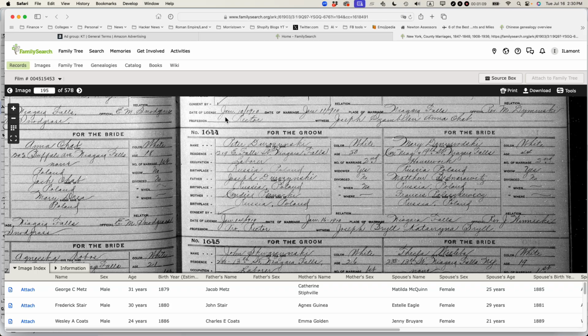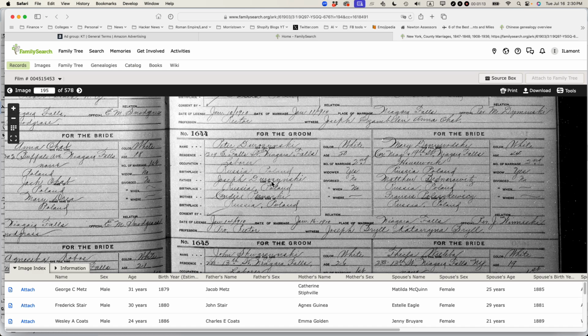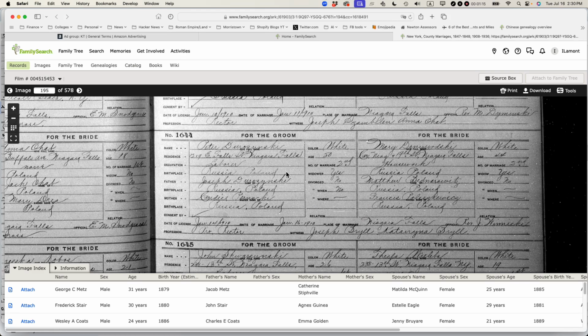Date of license, January 10th, 1910. So this is actually in the 1910 era. And this register shows, for the groom and for the bride, all the information, not only about the bride's family, but also the groom's family, what they were doing, where he lives, what his parents' names were. So this is really, really useful information to have if you can find it.